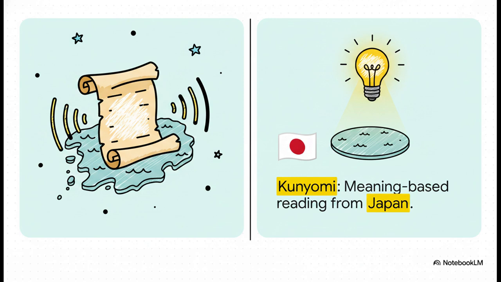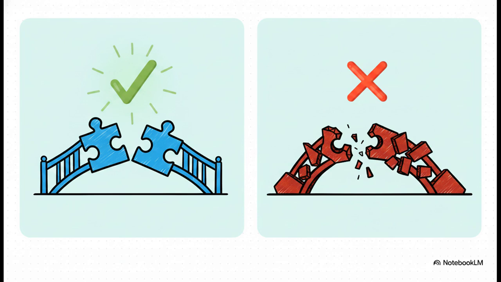Kunyomi, on the flip side, is the meaning-based reading. This is the native Japanese word that got applied to the Chinese character after the fact. Now, what's incredibly cool to think about is the contrast here. Because onyomi came from the exact same Chinese roots as Korean Hanja, it has this striking regularity. We're talking a totally predictable phonetic transformation from Hangul.